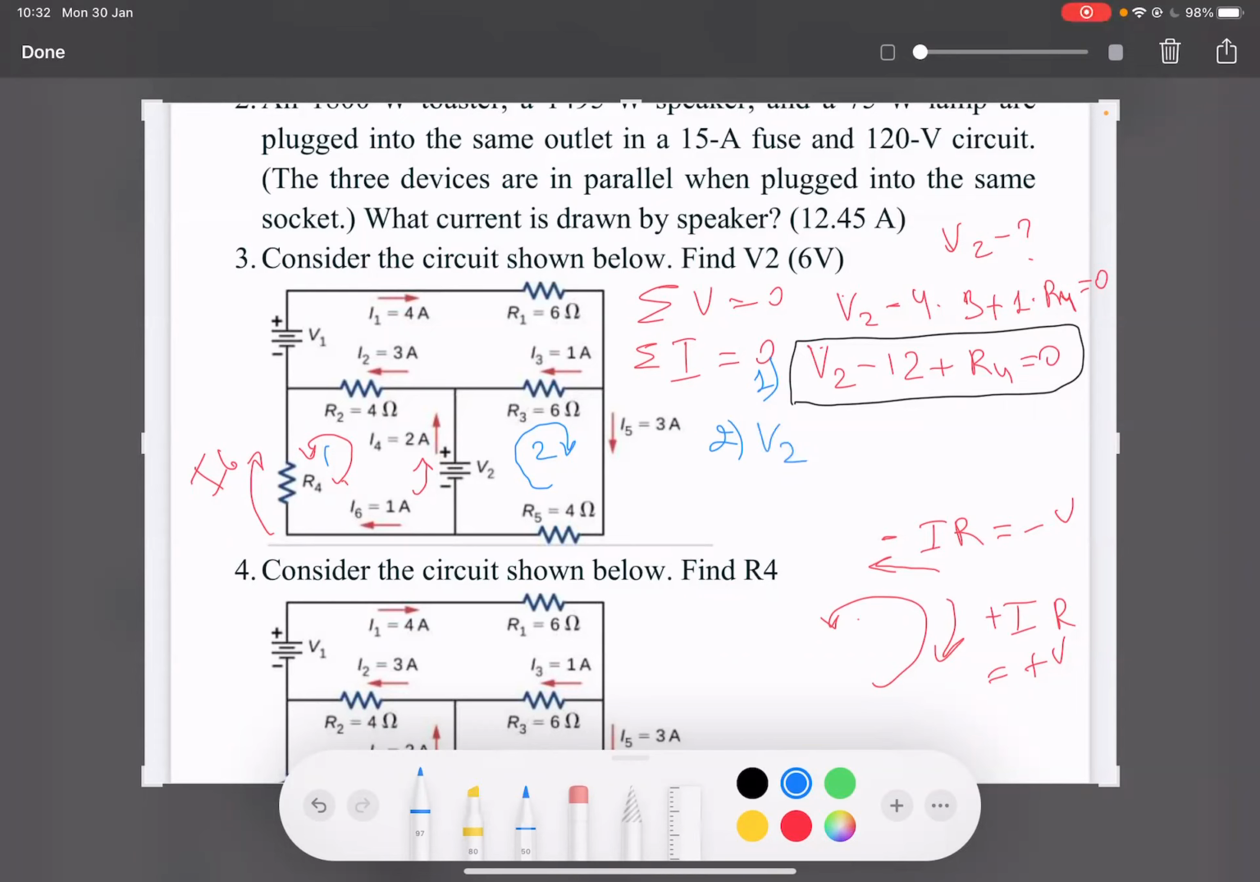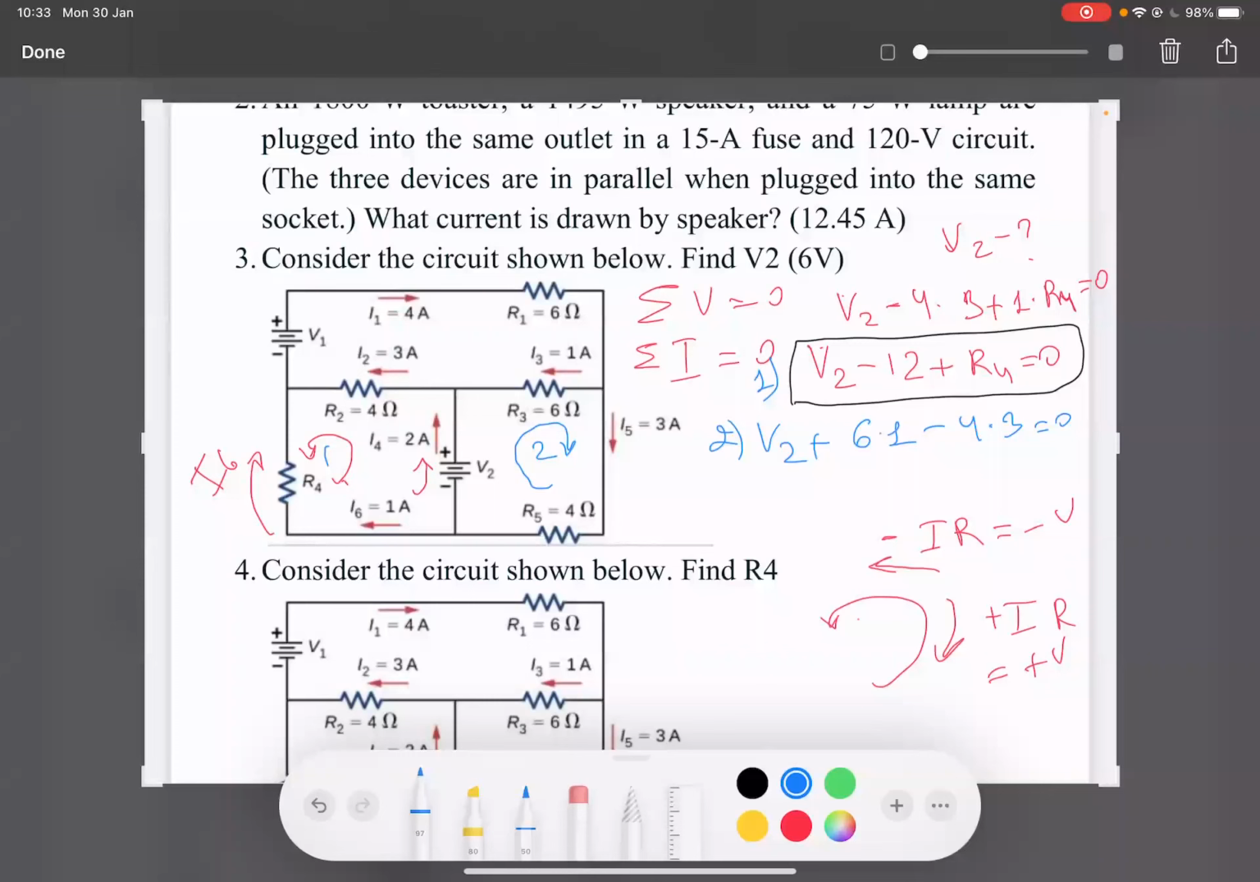Now it's going along R3. What should I write down for R3? Correct. Current is going opposite to the loop, which means it's adding potential difference. It's like charging your mobile phone. So that means I have to write down positive 6 ohm times 1 ampere, correct? Now, let's look at R5. Minus 4 multiplied by 3 amperes, because I5 is passing through R5, correct? Then it is equal to 0.